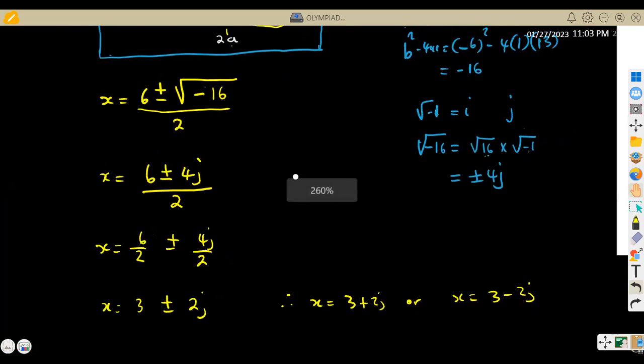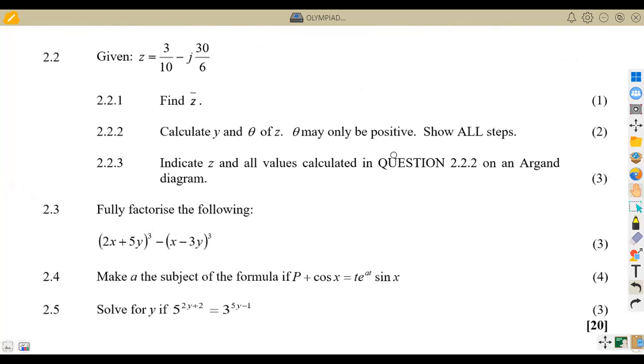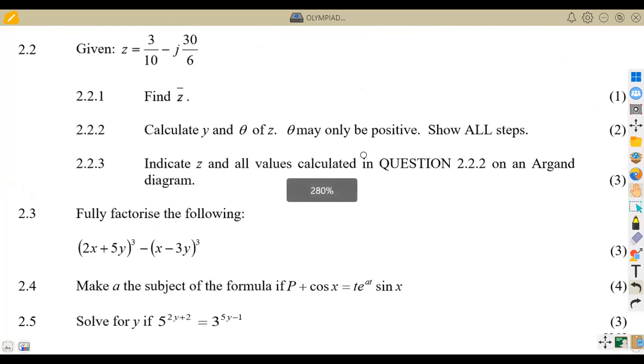Okay, so let's see the other part of the question on 2.2. On 2.2, you're given a complex number which is in rectangular form, and we are asked on 2.21 to find z bar, the bar of z, which is the complex conjugate of z.